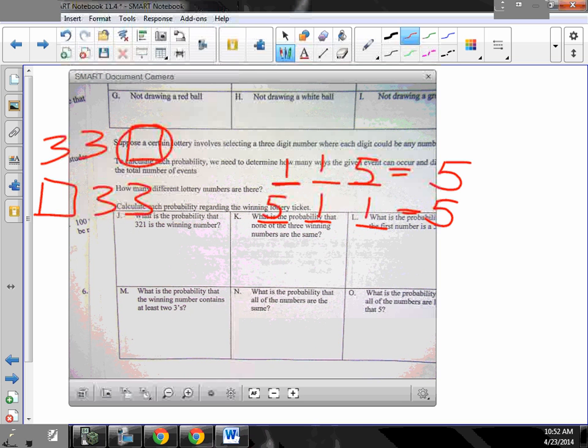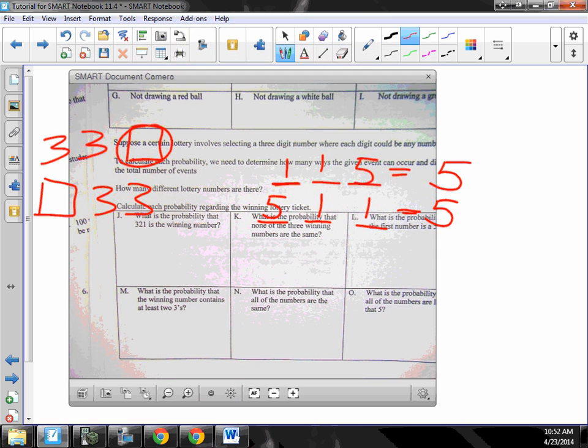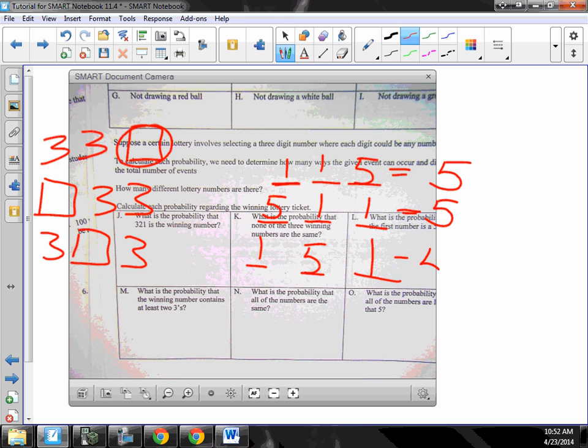Are those the only 2 ways to have 2 3s? No. So what's the other way? 3 blank 3. So if I line that up, how many ways are there for digit 1? 1, and digit 2, 5, and digit 3 is 1. That gives me a total of 5 for a total of 15. But we messed up. Our number is too big. We overlooked something.